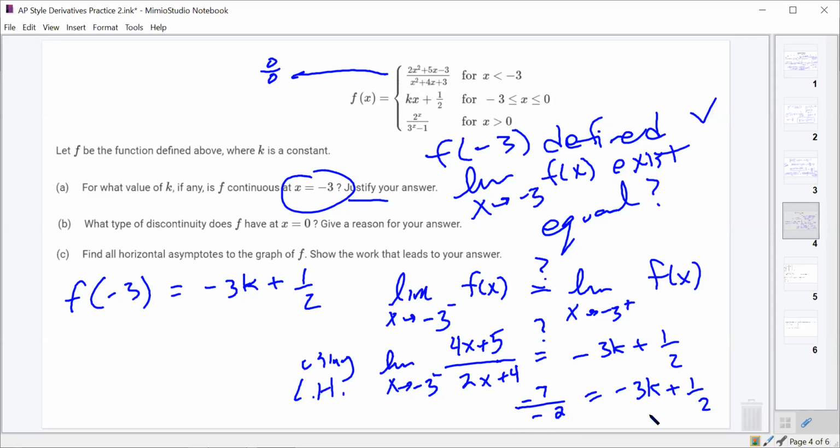So we can find the value of k that will make this limit exist. And what value of k is that? 7 halves equals negative 3k plus a half. If we subtract the half, that's going to give us 6 halves over 3 equals negative 3k, or k equals negative 1. So if k equals negative 1, f of negative 3 is defined. The limits from the left and the right are the same, so it exists. And if k is negative 1, when we plug negative 1 into this, we get 6 plus a half, which is 7 halves, which is what it should have been. They are also equal.